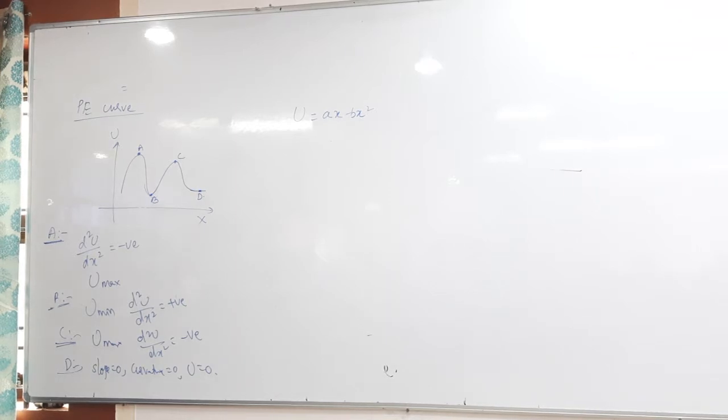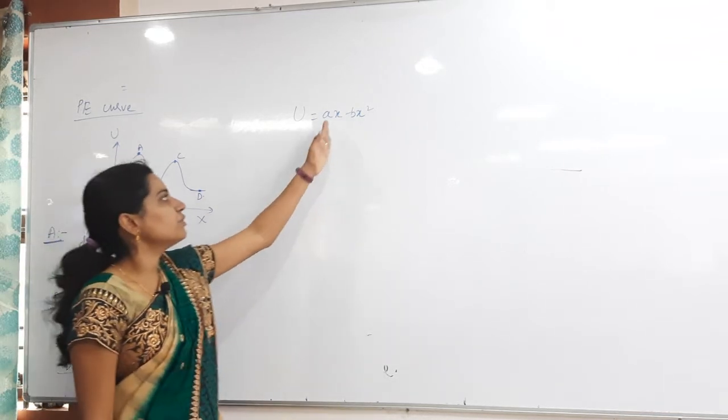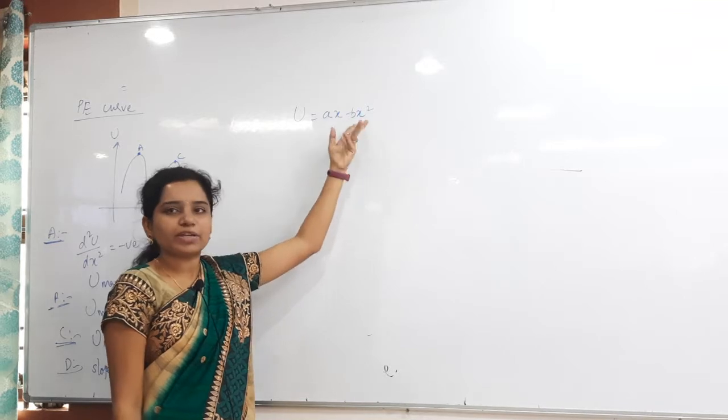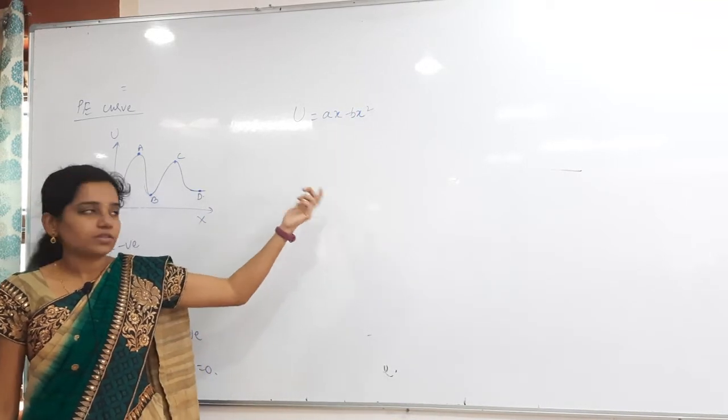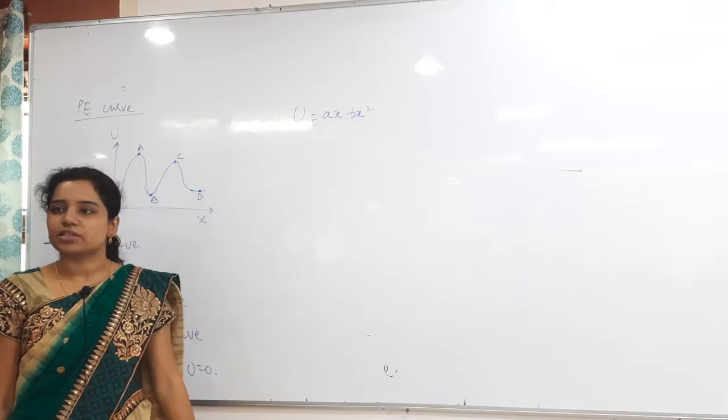Minus a plus 2b is the force, and the x value is a divided by 2b. A divided by 2b is the x value, and the potential energy is a into a by 2b minus b into a by 2b whole square. That's it. These problems are important. This problem was already asked in a previous NEET.